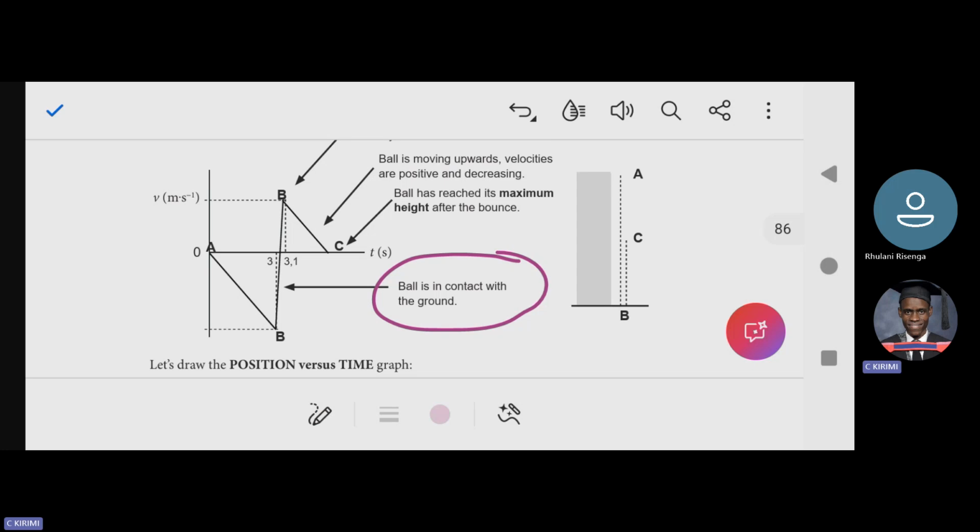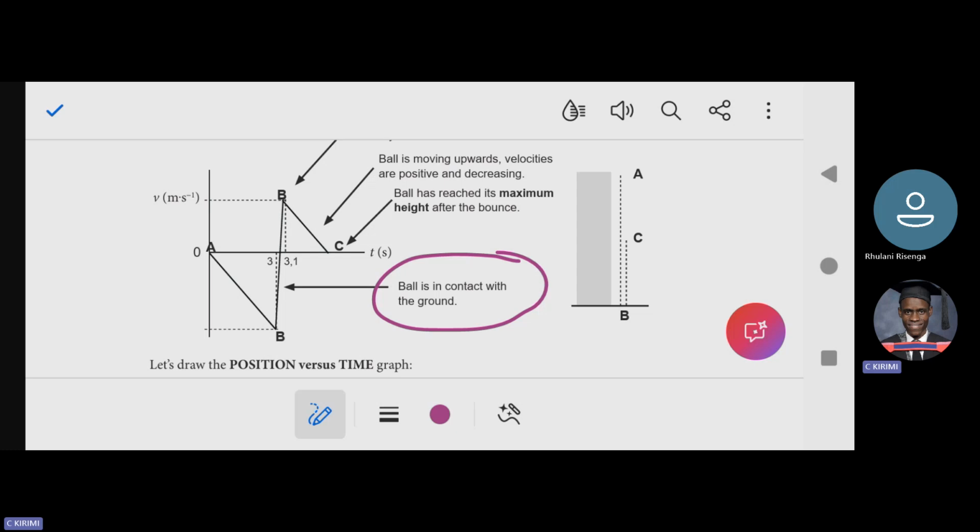On a velocity-time graph for a ball that bounces, this position indicates how many seconds the ball was in contact with the ground. Okay, then 0.1 seconds. Excellent. The ball was in contact for 0.1 seconds. How do you measure that one? Yes, it was for 0.1 seconds. That's correct.